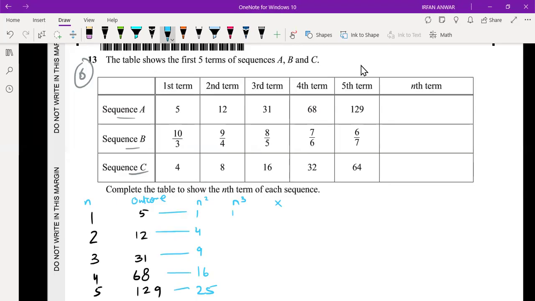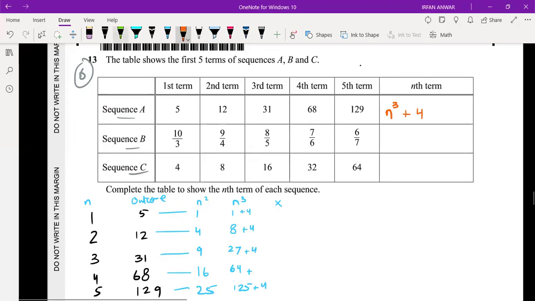Now, if I cube them, I get 1, 8, 27, 4 cubed is 64, 5 cubed is 125. Now, is there a sequence? 1 and 5, 8 and 12, 27, 31? Yeah, I can definitely see that they're all short by plus 4, right? So I can easily spot that this is actually n cubed. The term is cubed plus a constant 4, okay? So the nth term is simply n cubed plus 4.